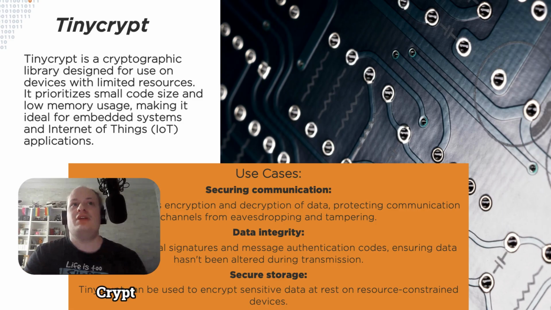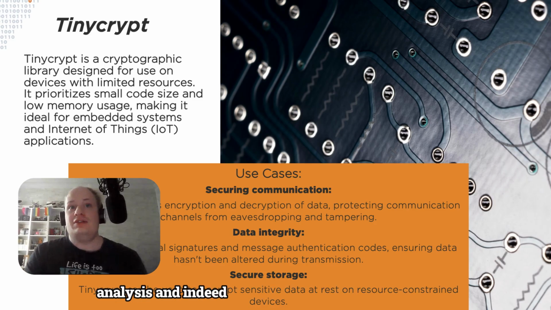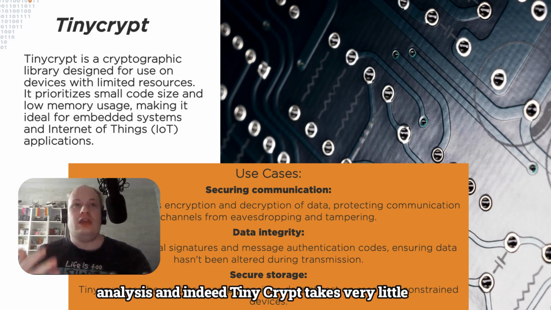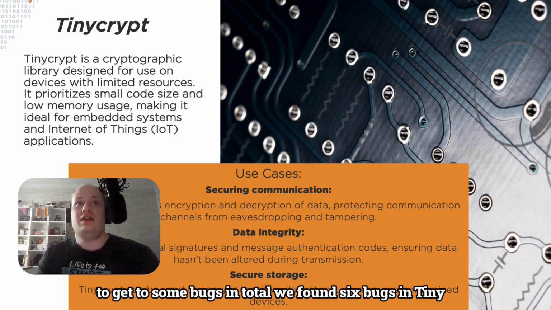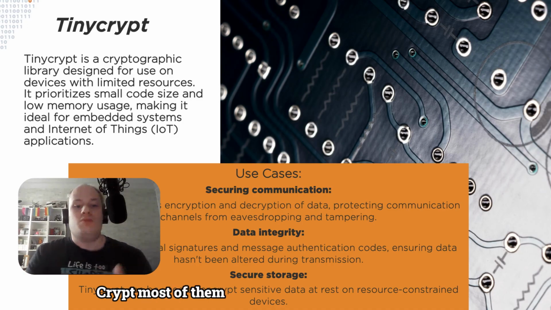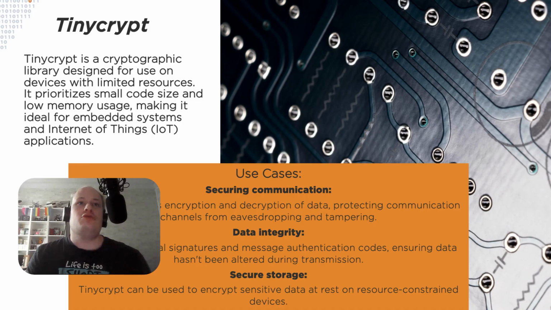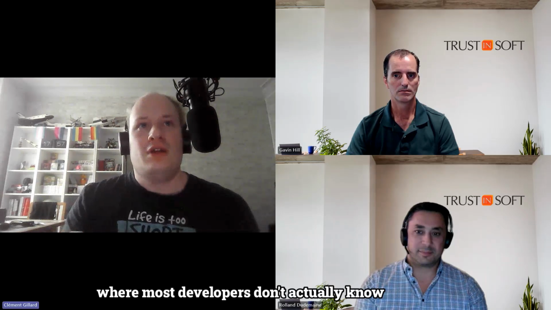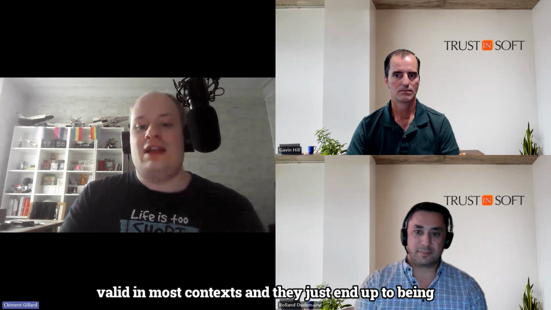Yeah, sure. So yes, our first code unbox was actually on TinyCrypt. It was to showcase how easy it was to set up the analysis. And indeed, with TinyCrypt, it takes very little time to get to some bugs. In total, we found 6 bugs in TinyCrypt. Most of them are pretty small. Some integer overflow, where most developers don't actually know the ins and outs of the C standard, and they do operations that are valid in most contexts, and they just end up being invalid in some very confined context.